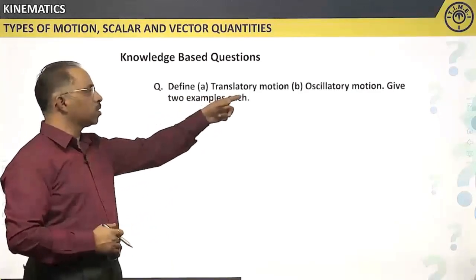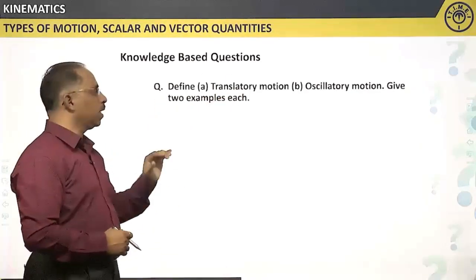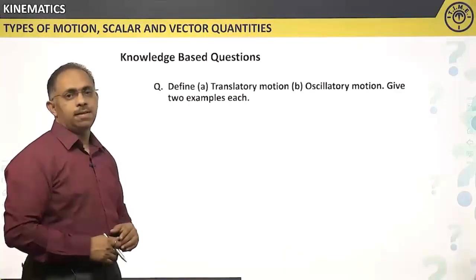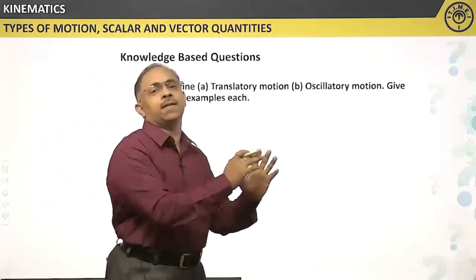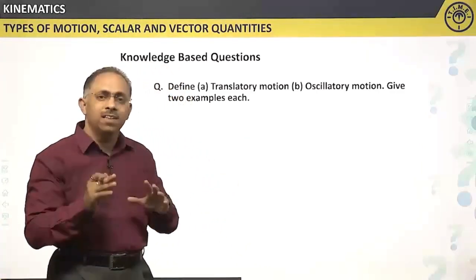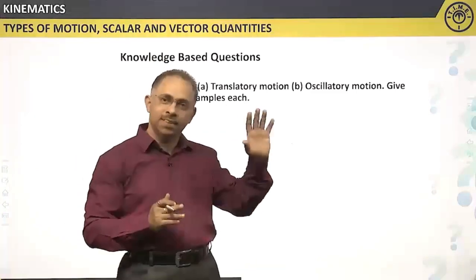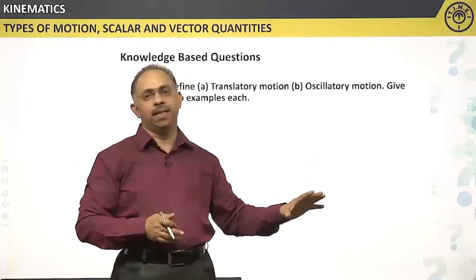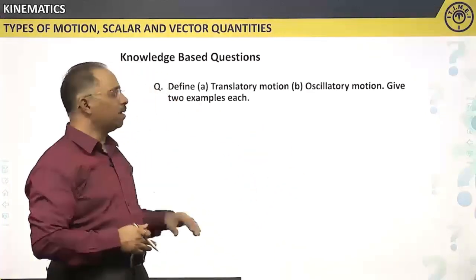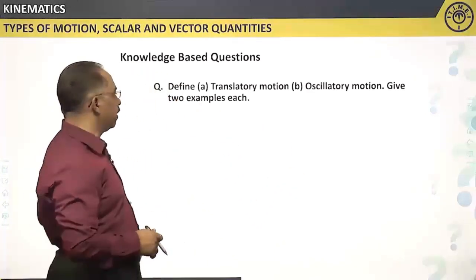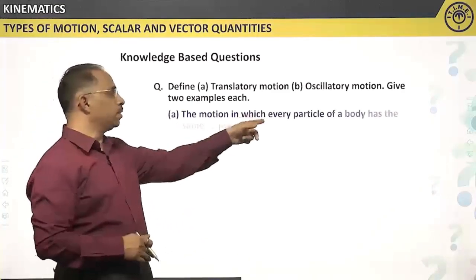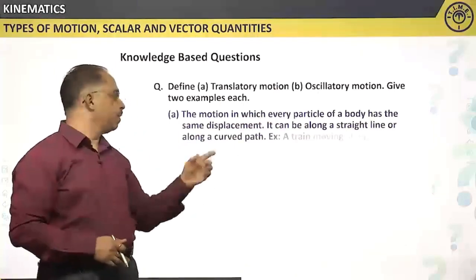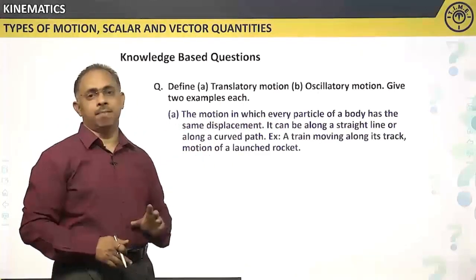Define translatory motion, oscillatory motion. Give 2 examples each. What do you mean by translatory motion? Whenever a body moves in a particular direction, all the particles of the body move in the same direction. Such motion is called translatory motion. So, going by the definition, it is the motion in which every particle of the body has the same displacement.